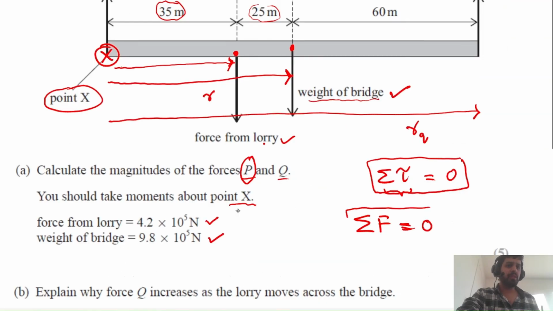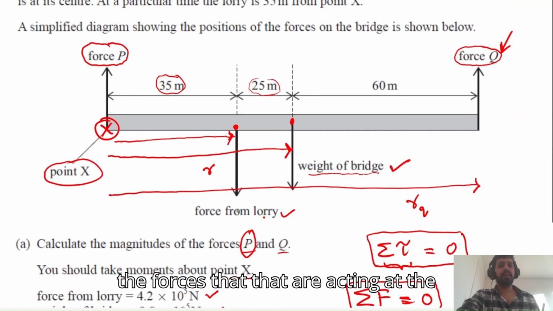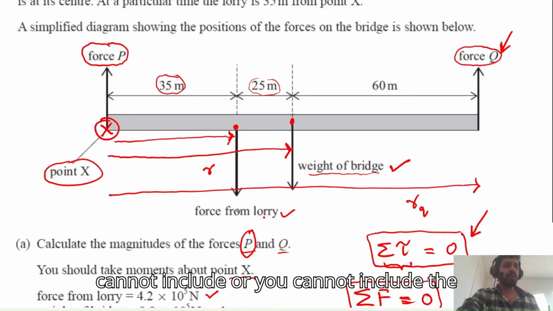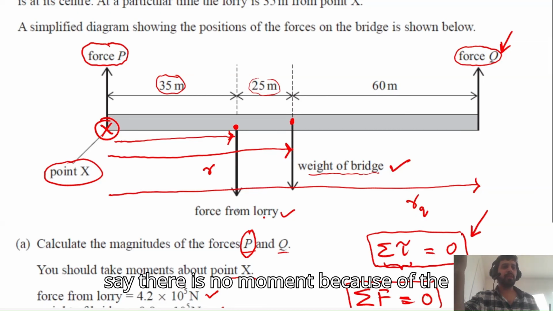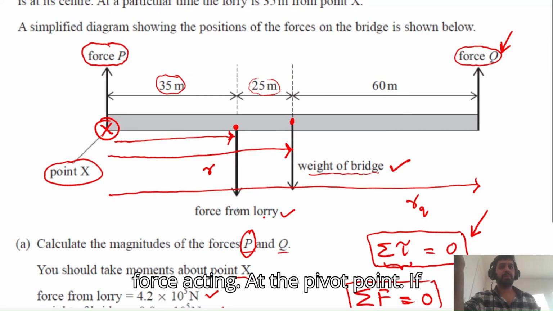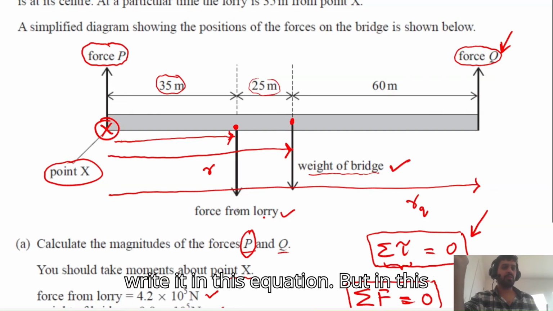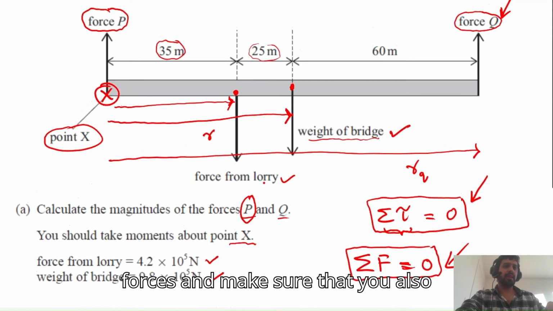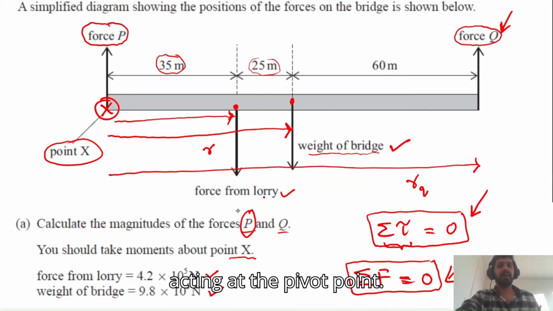Now in this equation, you can include all the forces, even the forces that are acting at the pivot point. But in the torque equation, there is no moment because of the force acting at the pivot point. If there is some force acting at the pivot point, you just ignore it. You cannot write it in that equation. But in this second equation, you have to count all the forces and make sure that you also take into account the force that is acting at the pivot point.